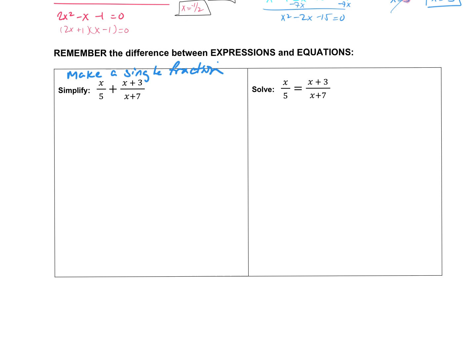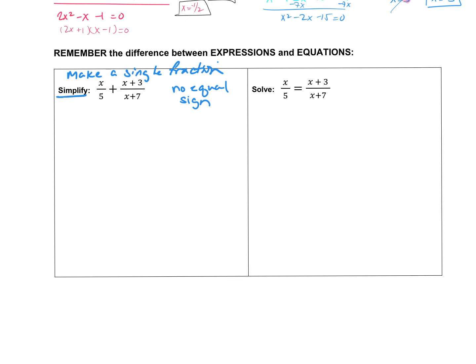Okay, so when we do that, there's no equal sign. That's how we know it's an expression. No equal sign. What else helps us to do it? Okay, and so when we do that, think, it should have the word simplify.